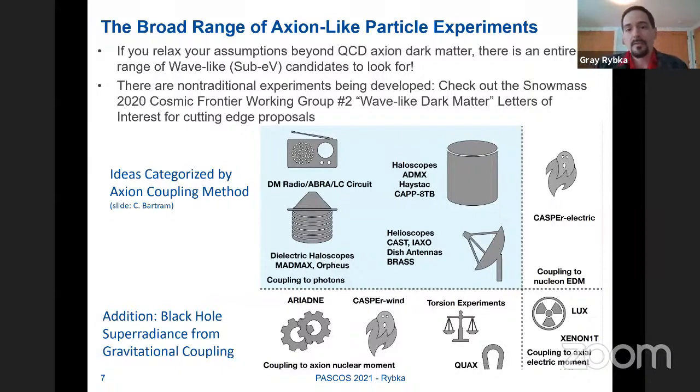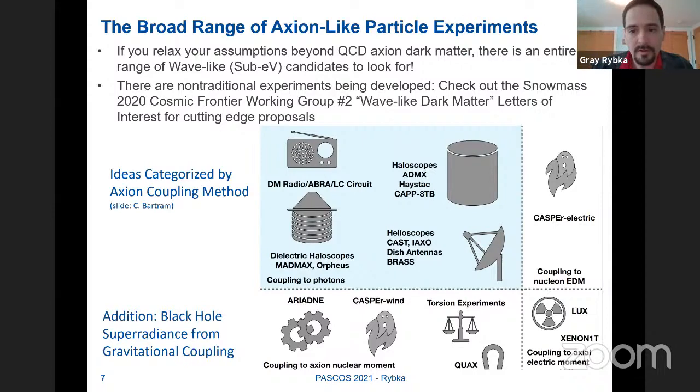And there's a lot of ways to look for axions, both as dark matter and as other things. So I have kind of a collection here, a very nice kind of graphic. And I'm going to be able to talk about some of these, but not all of these. In the US, we're doing the Snowmass process, and there's this Cosmic Frontier Working Group 2, wave-like dark matter. And if you're super interested in what's completely cutting edge, you can look at the letters of intent there to see what's kind of up and coming.